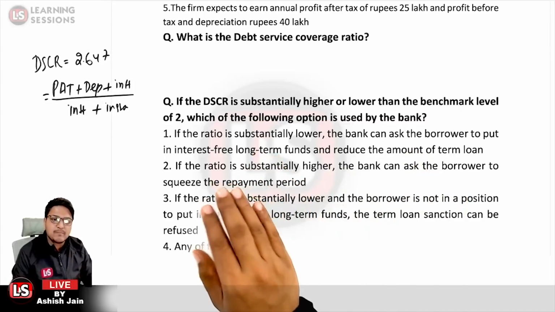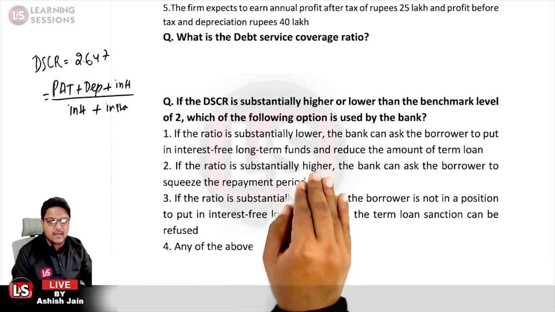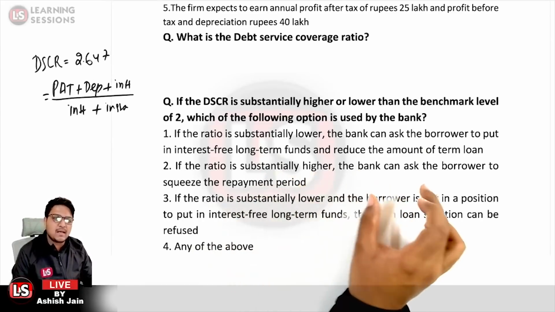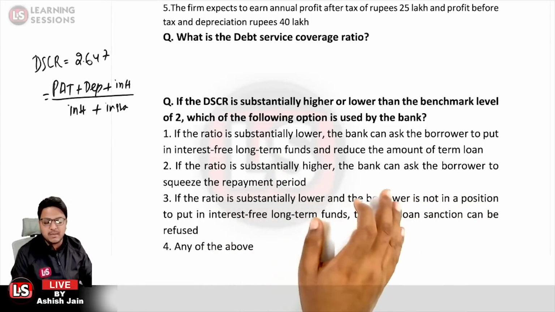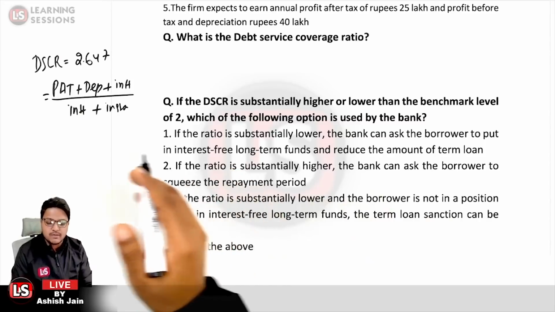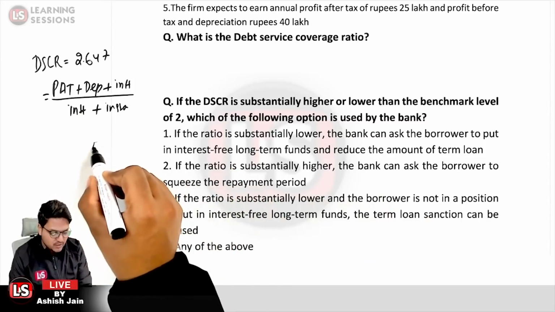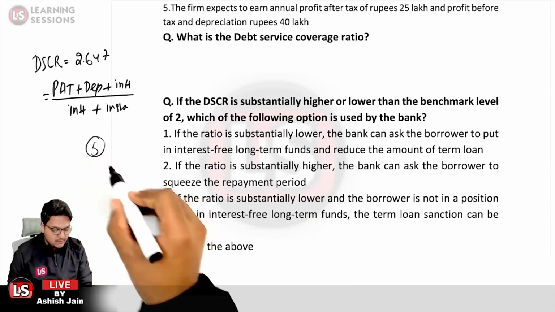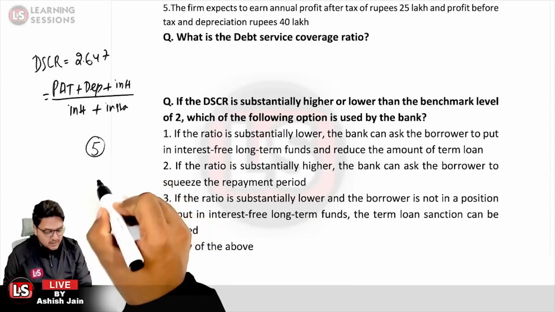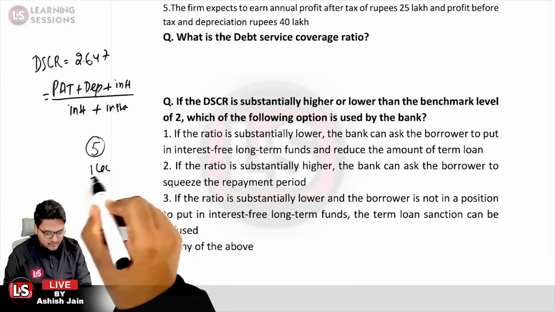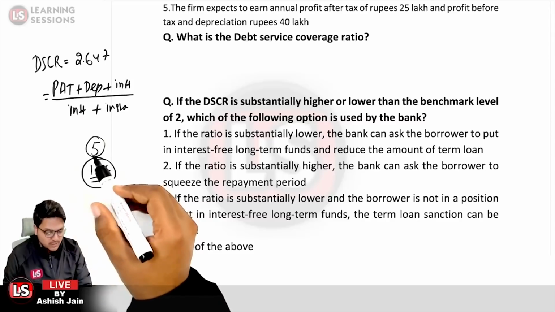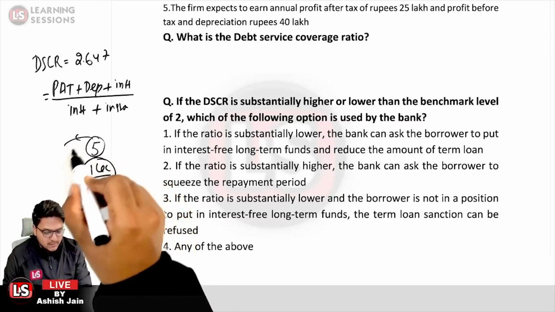So option 2 says, if the ratio is substantially higher, in that case the bank can ask the borrower to squeeze the repayment period. Let us take the case in the question itself. The loan was to be repaid in 5 long years, and the installment amount was rupees 1 lakh. So the bank can ask to reduce the repayment period to 3 years.